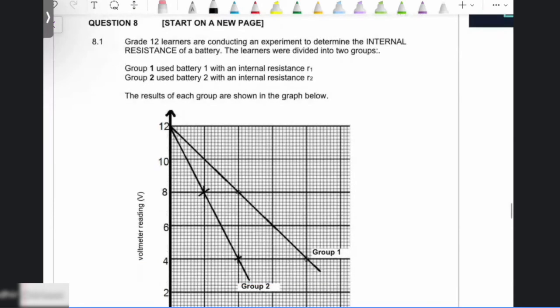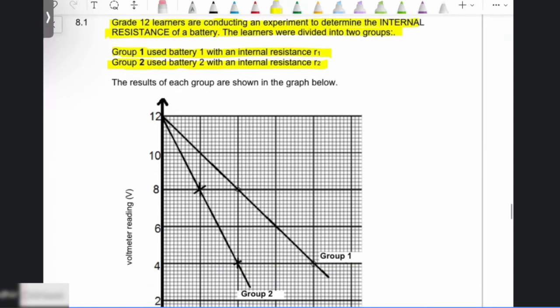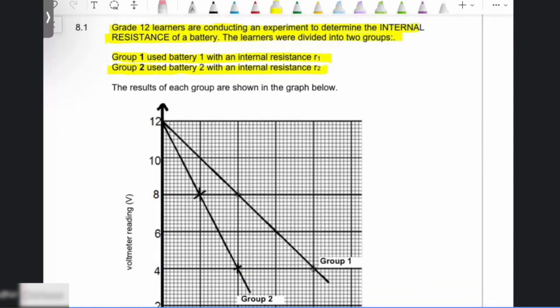Okay, question 8, guys. Here it says, grade 12 learners are conducting an experiment to determine the internal resistance of a battery. The learners are divided into 2 groups. Group 1 uses battery 1 with an internal resistance of R1, group 2, R2. Obviously, they're saying that they have 2 different internal resistances here. It says the results of each group are shown in the graph below.